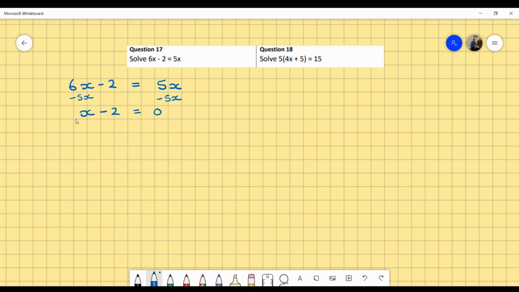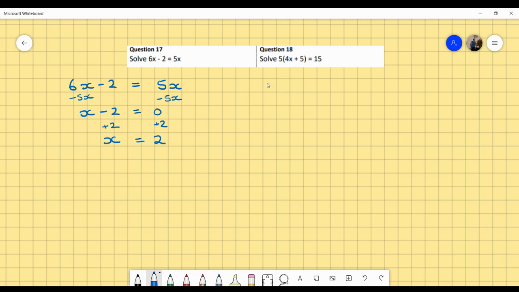So the aim of solving is to get the x by itself. So I now want to do the inverse of negative 2, which is to add 2 to both sides. So again, keep my equals lined up. x minus 2 add 2 leaves me with just x, and 0 add 2 gives me 2. So x equals 2 is your answer.